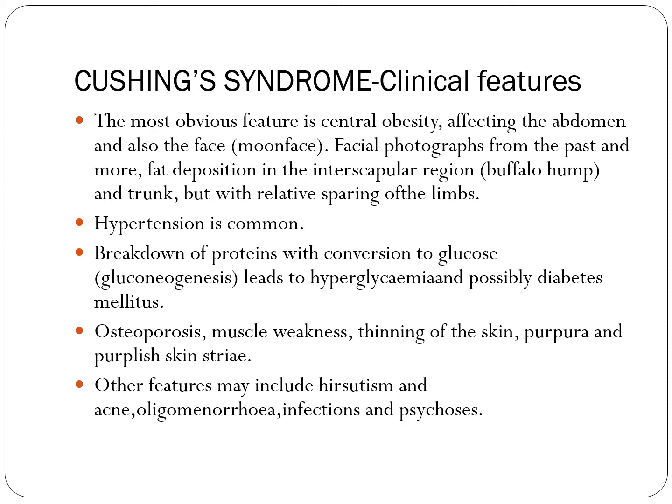Breakdown of proteins and conversion to glucose leads to hyperglycemia, meaning increased blood sugar level, and there is a possibility of diabetes mellitus. We can also see osteoporosis, muscle weakness, thinning of skin, purpura, and bruising, with dry skin. Other clinical features are hirsutism and acne, oligomenorrhea, infection, and psychosis. These are the main and other clinical features.